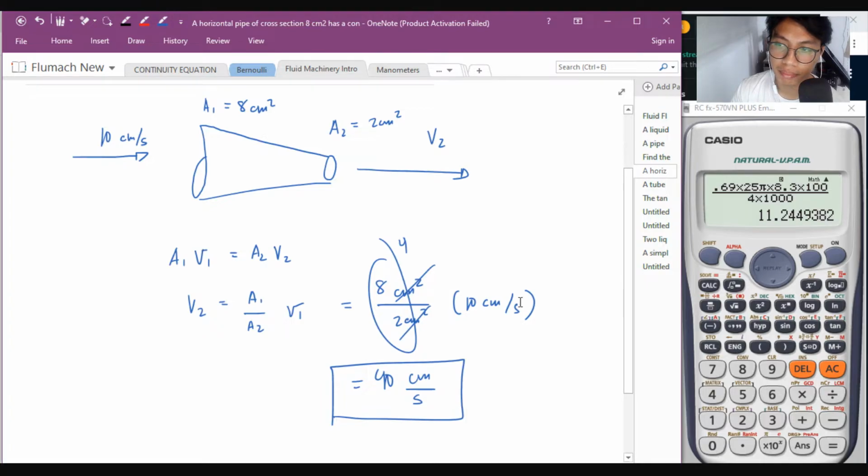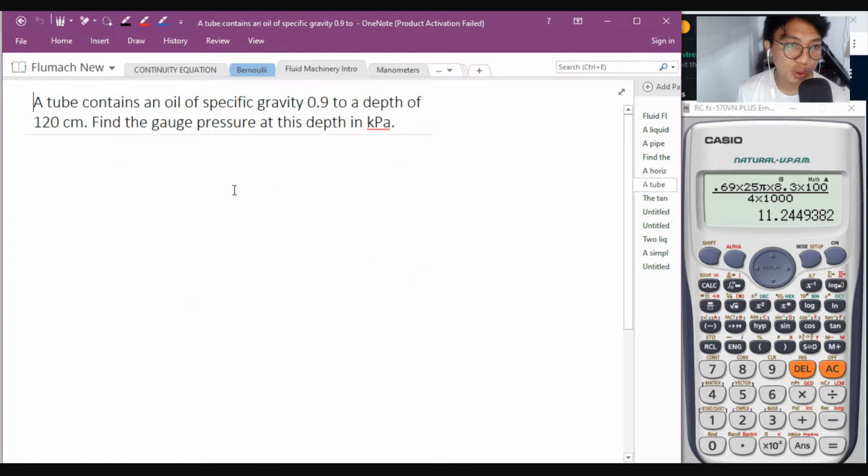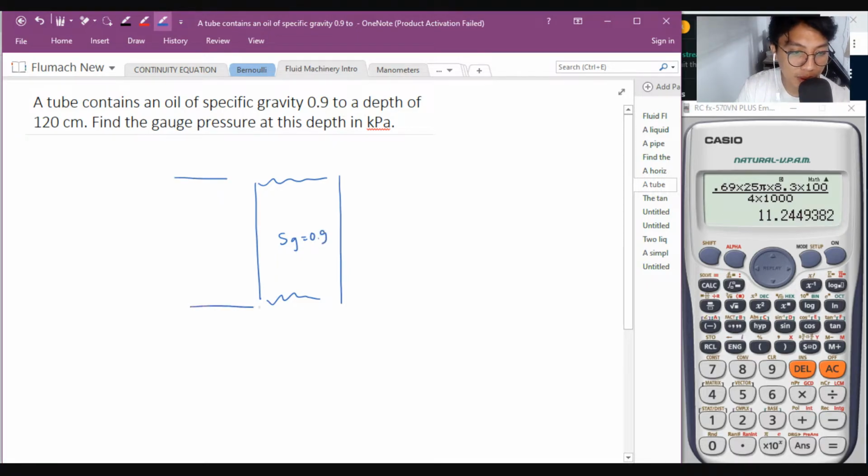Next problem. A tube contains oil. May tubo ka daw. Oil of specific gravity, ito yan, malagay na lang natin dyan. May tubo ka dyan. Specific gravity niya is 0.9 to a depth of 120 cm. Find the gauge pressure at this depth in kPa.